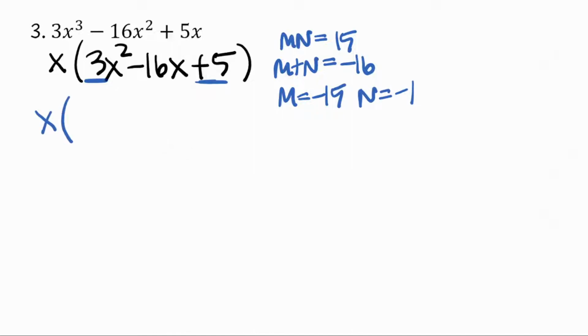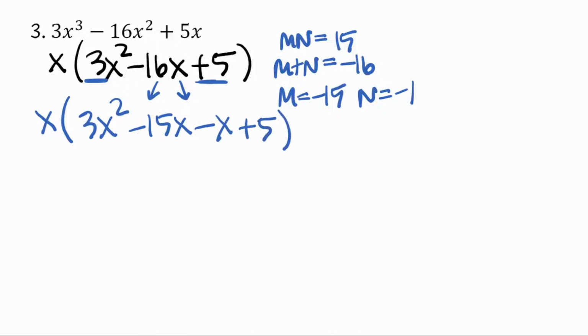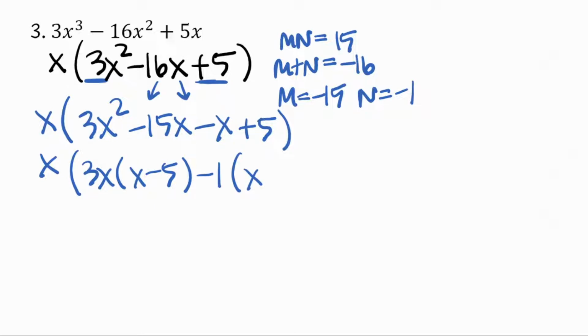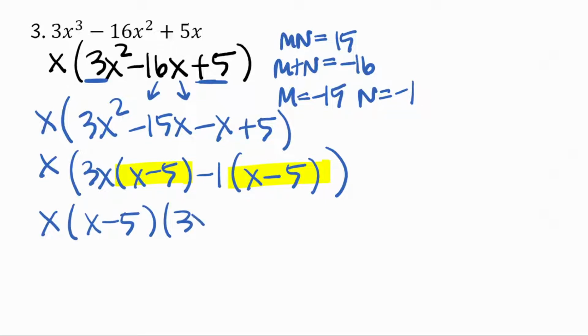So I'm not really going to factor, I'm going to split out that negative 16x into negative 15x and negative 1x. And then I'll do group and factor on this whole thing. I'll need to factor out a negative 1 so that I can get an x minus 5 and actually factor out this binomial from both things here. So I'll have x times x minus 5, and I'll be left with a 3x and a minus 1. And that's fully factored.